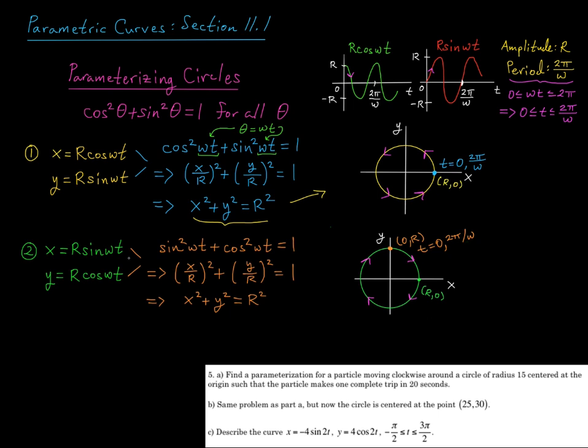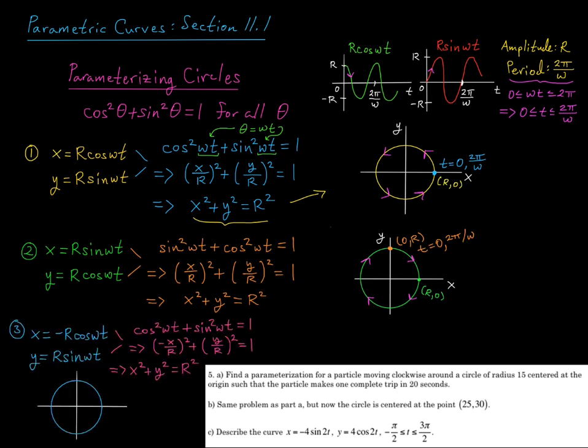All right, so now I could continue to vary things as follows. Like, for example, I could set x to be negative r cosine omega t and y is r sine omega t. All right, so note that here cosine omega t is negative x over r, but since we're squaring here, we see that we're still parameterizing this circle of radius r centered at the origin.